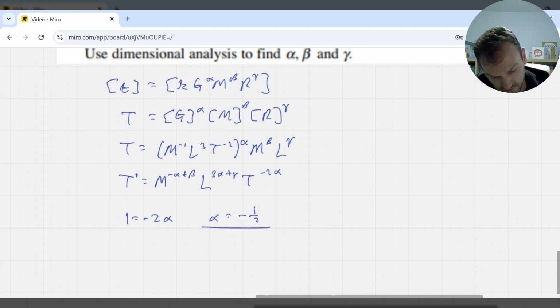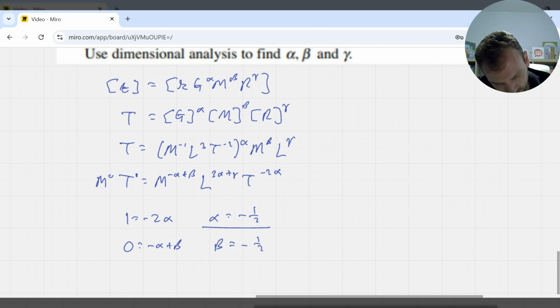We can then look at our m. Now, on the right-hand side, we don't have any m. If we wanted, we could write it as m to the 0, because m to the 0 is just 1. So we're going to get 0 is equal to negative alpha plus beta. And from there, we can quite happily say that beta is equal to alpha, which is equal to negative a half.